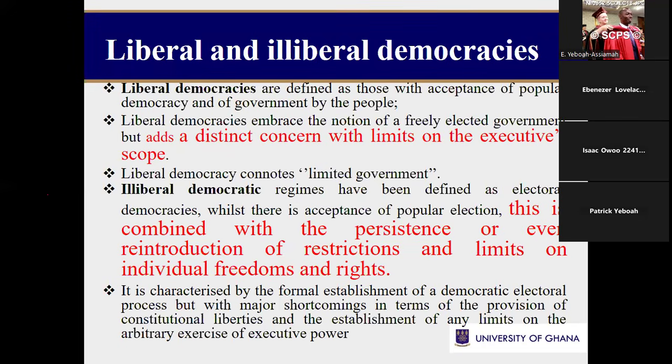Ghana, under the 1960 Constitution, under Nkrumah, was ushered into an illiberal democracy, where the executive was given too much power, enormous powers. The scope of the executive was absolute, it was not limited. And the people were not given fundamental freedoms and rights. There was no Bill of Rights.